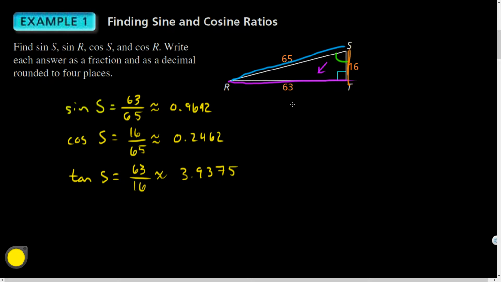No. So cosine, or let's do sine. Sine of R. The only thing that's going to change is what the opposite and adjacent were. So from R's perspective, we'll do it this way. The opposite now would be the 16, and the adjacent would have been, right, the 63. So this is going to be 16/65. The cosine of R will be the 63/65.